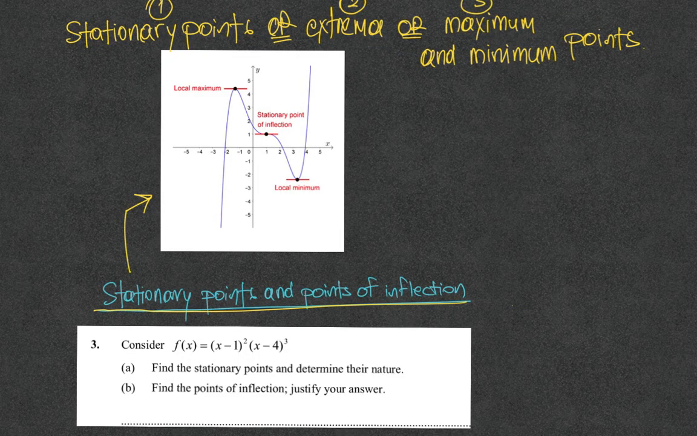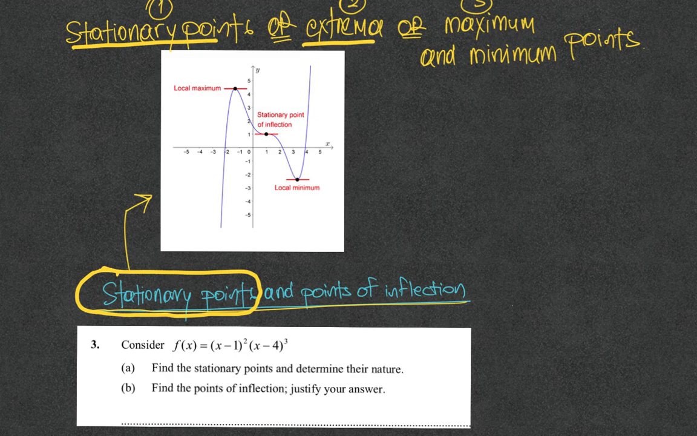So the stationary points have three names altogether. You can either refer to them as stationary points, or as extrema, or as maximum and minimum points. They all mean the same thing, so be aware of that. If they ask you to calculate one or the other, it all means the same thing. And the way we calculate that is by doing the following.